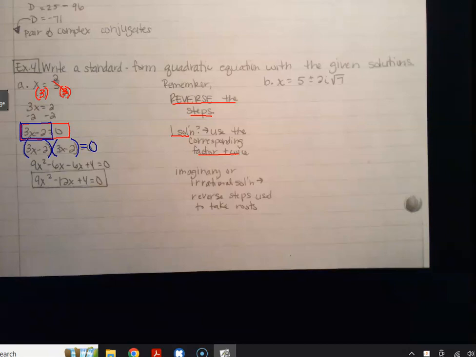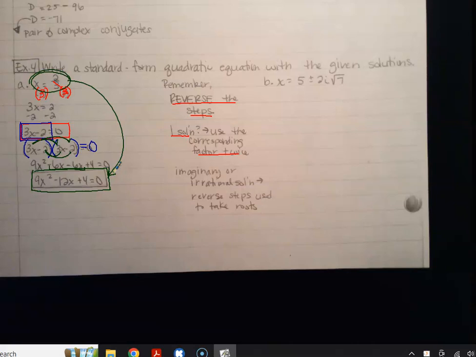Now that we have this, we have to FOIL. 3x times 3x is 9x squared. 3x times negative 2 is negative 6x. Negative 2 times 3x is negative 6x. Negative 2 times negative 2 is a positive 4. We combine like terms, so negative 6x minus 6x gives us negative 12x. So there is our standard form quadratic equation: 9x squared minus 12x plus 4 equals 0. We took it from our roots, our solution, x equals 2/3, and worked it backwards till we got here.